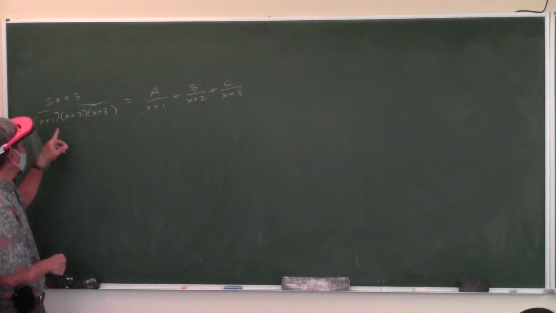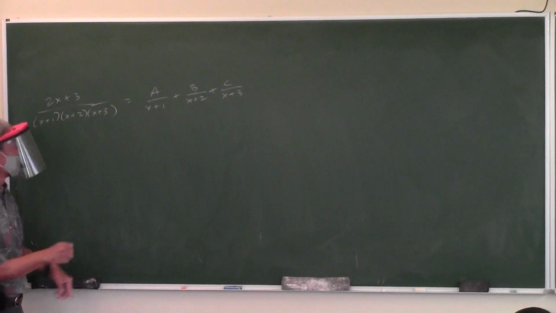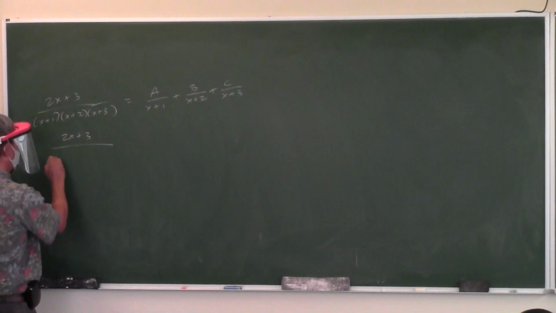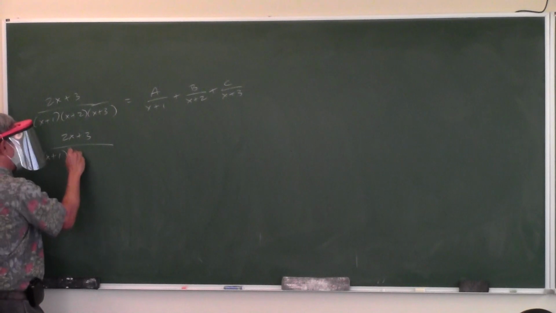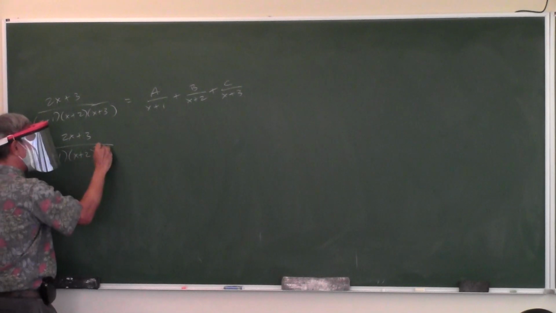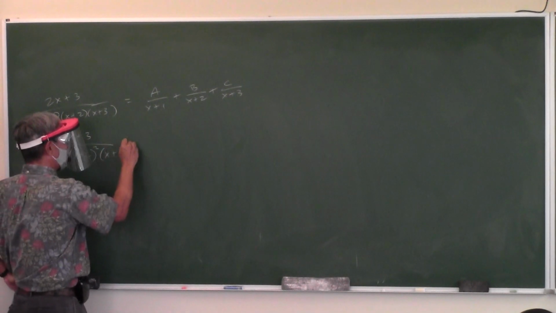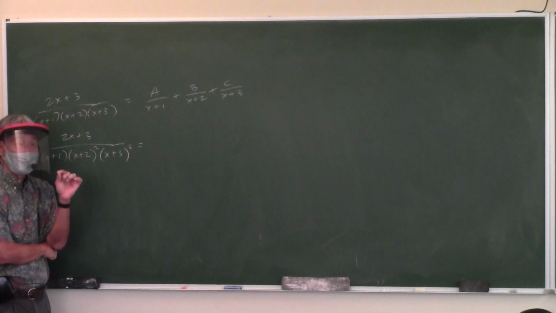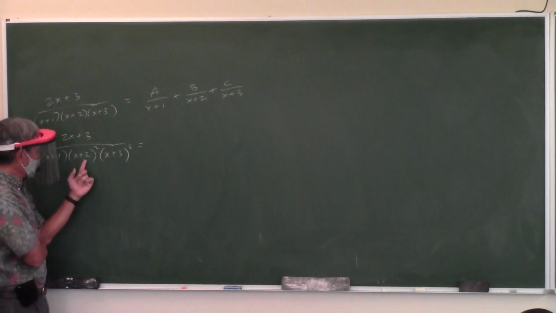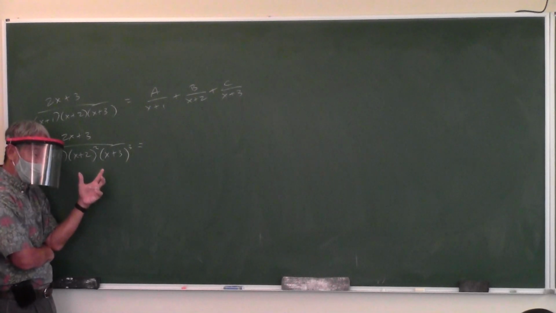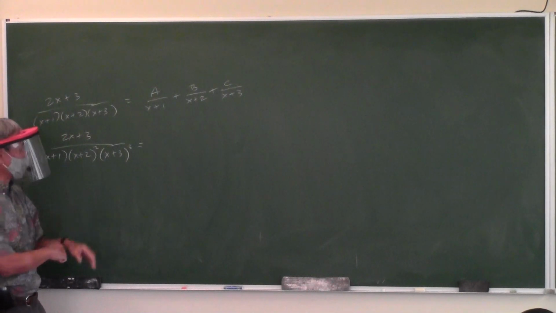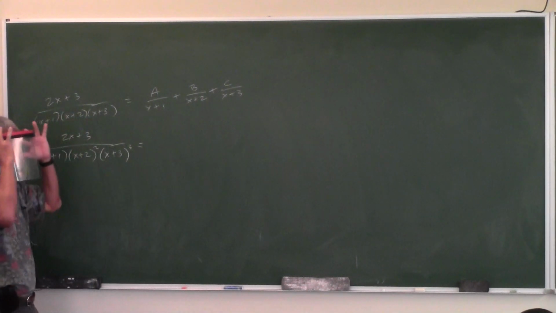But what happens when you start putting powers on these? Like I said, the numerator doesn't matter what it is. Let's leave that one. Let's put a 2 there. And let's put a 3 on that one. We call this a repeated linear factor. So when you have a linear factor raised to a power, that's called a repeated linear factor. So how do you handle that? Well, I'll show you.